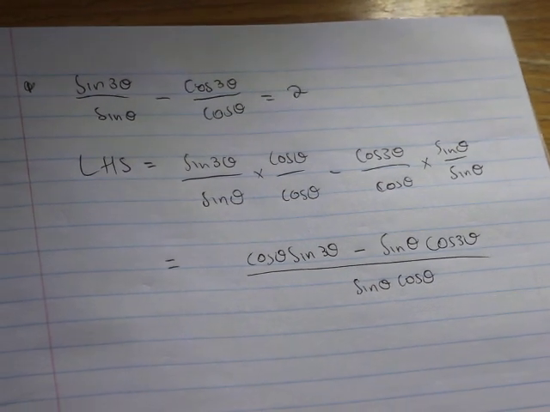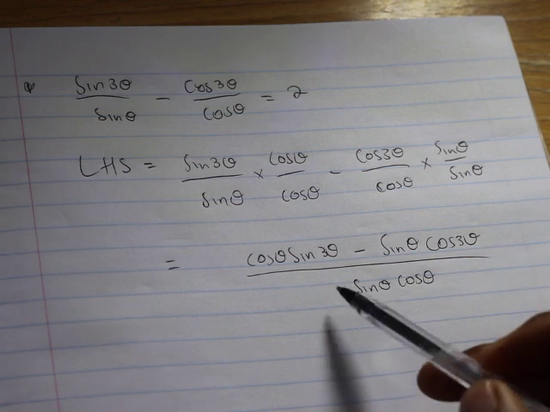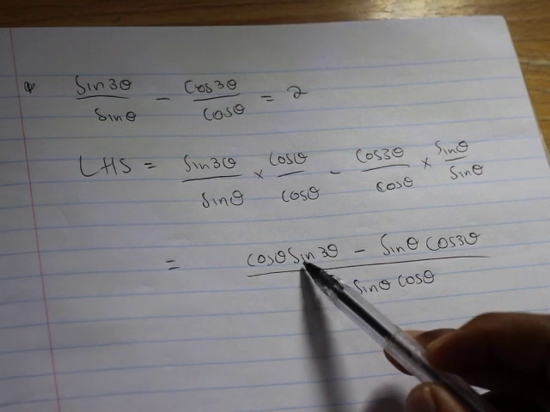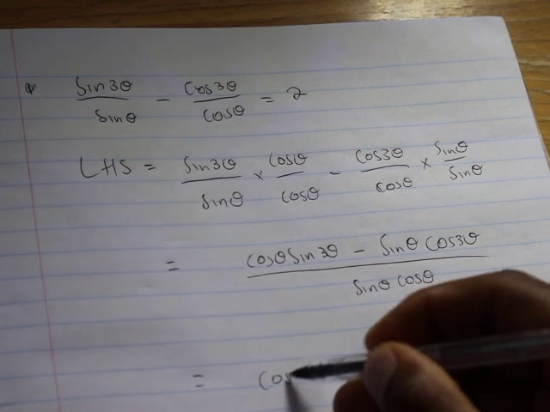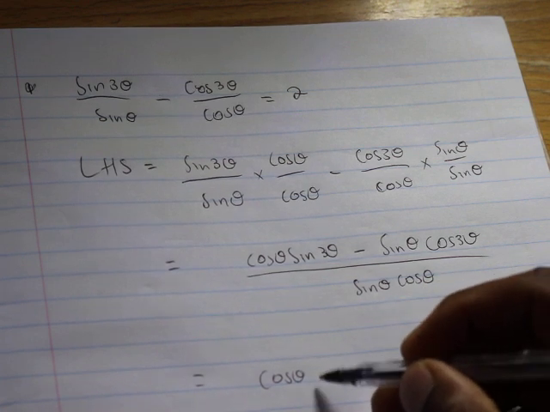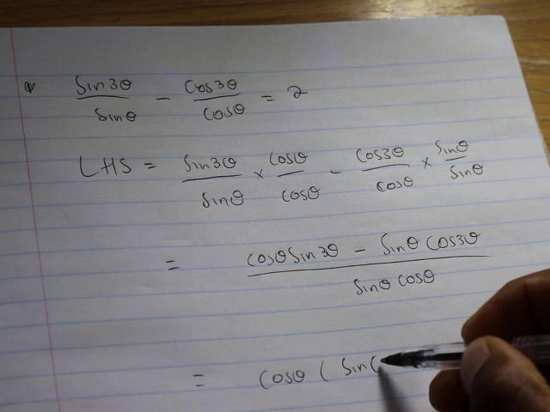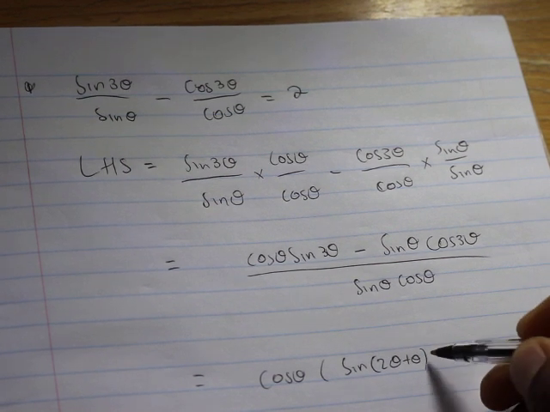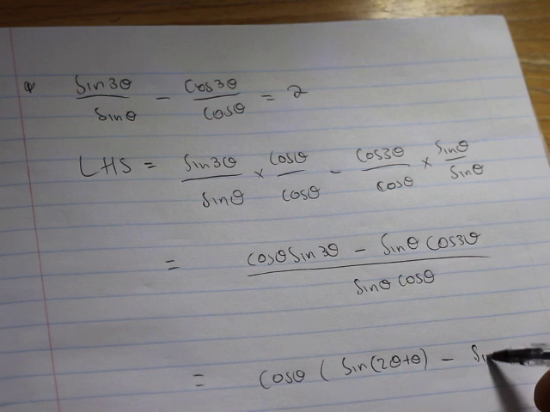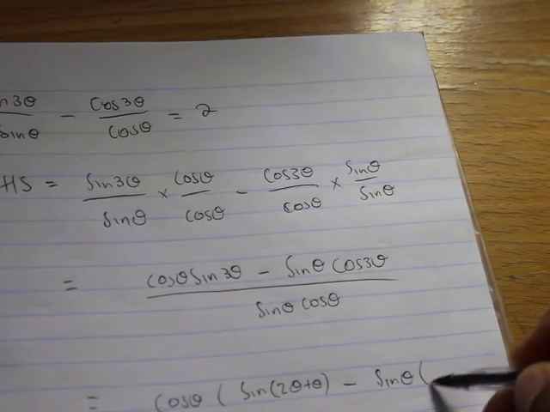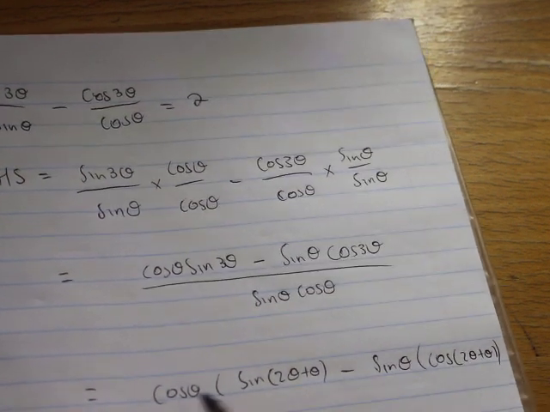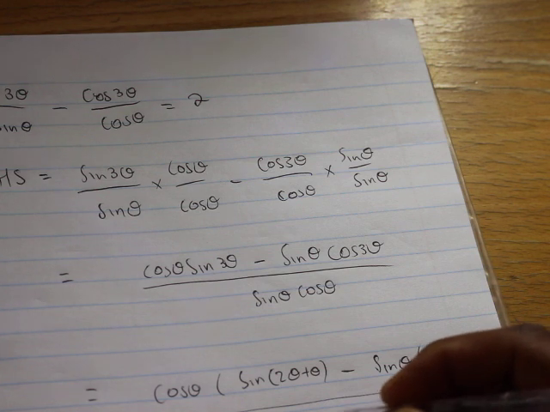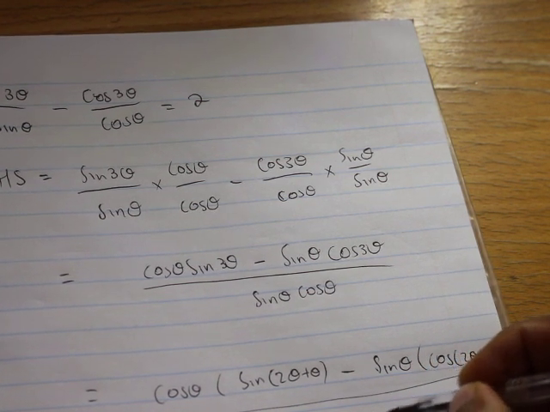Okay, so now what we can do is we can then start to expand this into double angles. So we're going to say fine, we want to have cos theta into sine of 2 theta plus theta, minus sine theta cos 2 theta plus theta, still divided by sine theta cos theta.